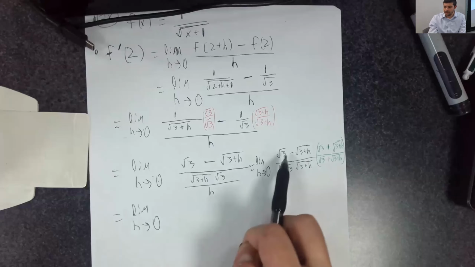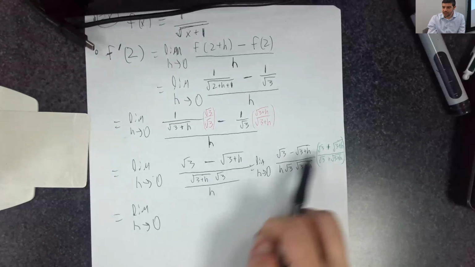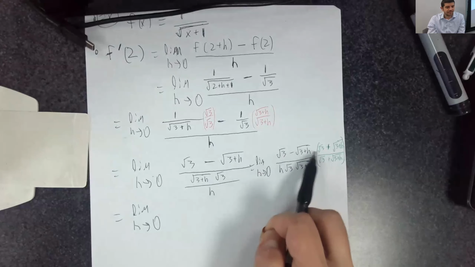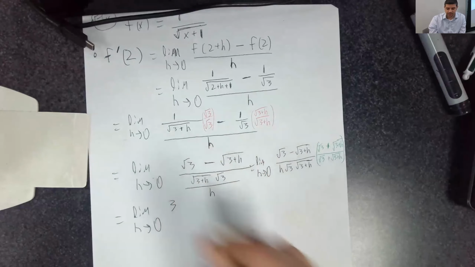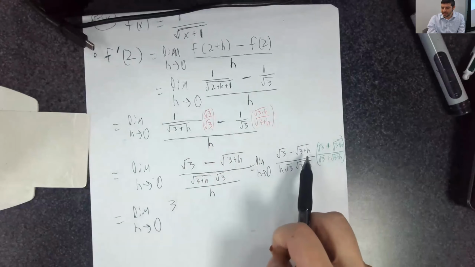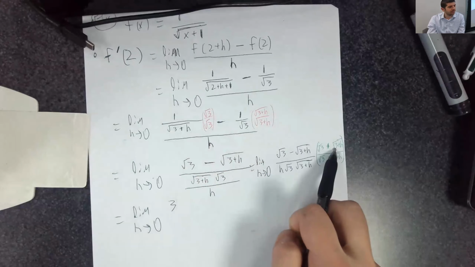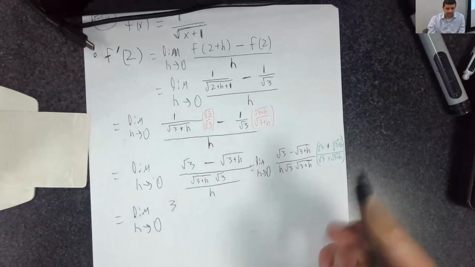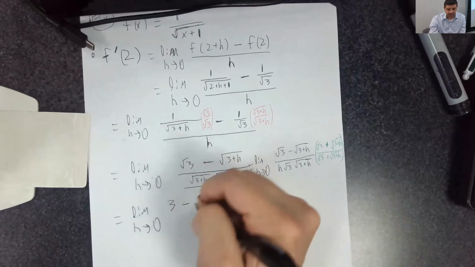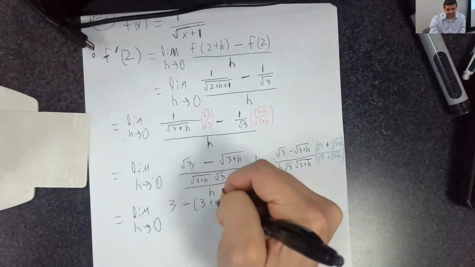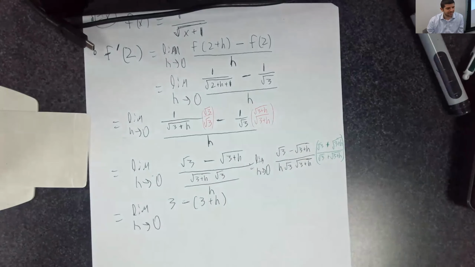Okay. Rad 3 times rad 3 is 3. Plus and minus radicals cancel. Rad 3 plus h times rad 3 plus h is regular 3 plus h, but I put parentheses. I wouldn't dare forget the parentheses. Then we'll mess the whole thing up. We're doomed. All that work will be for naught if we forget the parentheses.